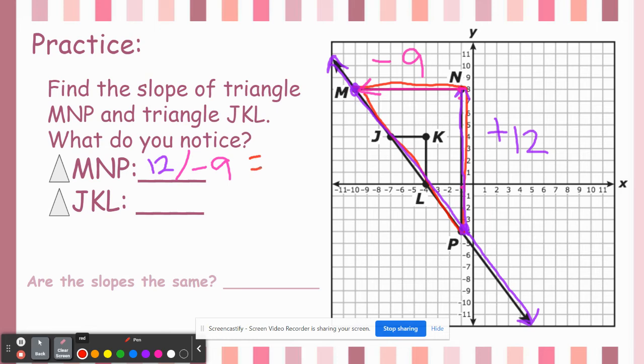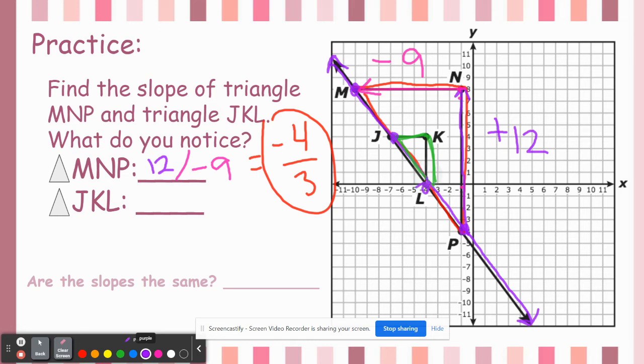So that will be -4/3. And that's simplified in Desmos. Okay, so let's try triangle JKL. So here's the triangle. Remember, we're using the purple line. So we're going to go from a point on the purple line to another point on the purple line.